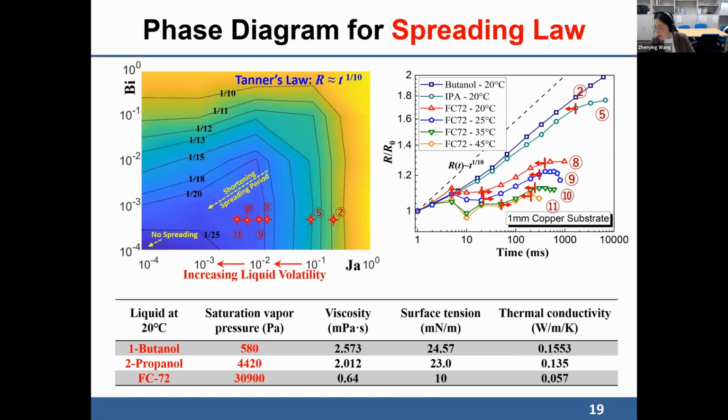Actually, that is like if you put a droplet of refrigerant on a very hot substrate, it will evaporate immediately, so you cannot observe the spreading of the droplet anymore. So that is a simple explanation of this trend of the spreading rate. Yeah. So this is some experimental result.